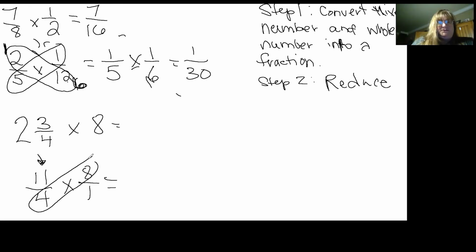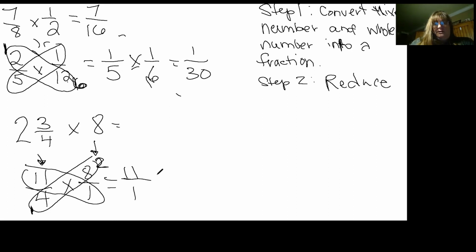We can make our butterfly. We know that 11 and 1 don't have a common factor that can reduce it, but 8 and 4 have a common factor of 4 being the greatest common factor. 4 divided by 4 is 1. 8 divided by 4 is 2. We now have a fraction that we can rewrite. 11 over 1 times 2 over 1. Step 3, multiply.